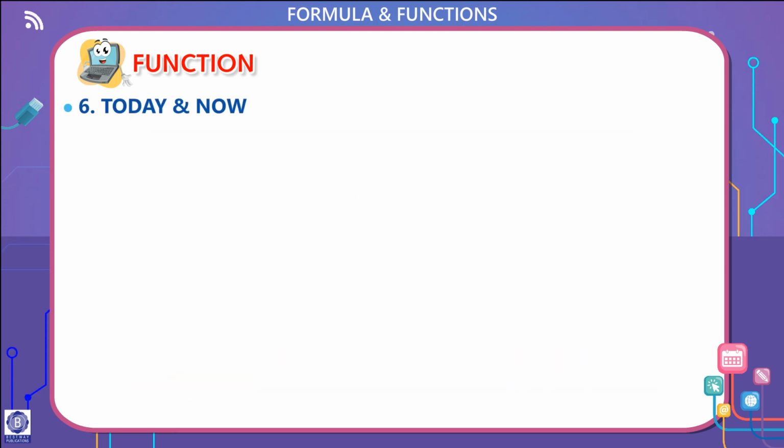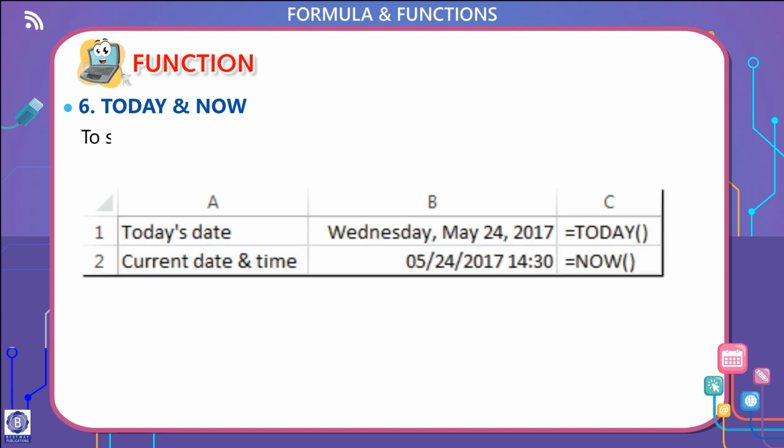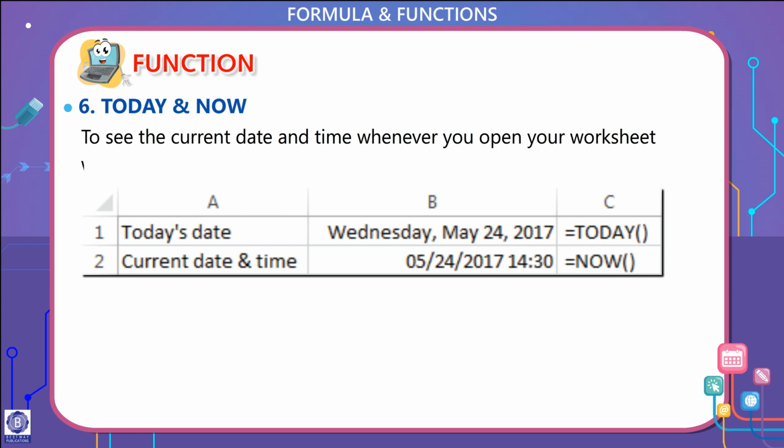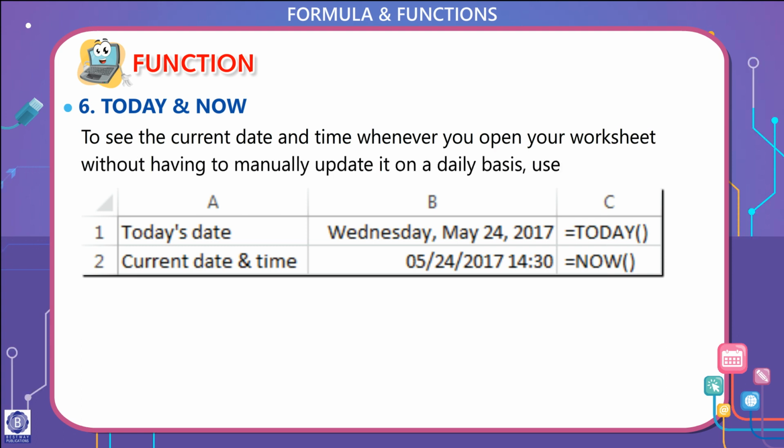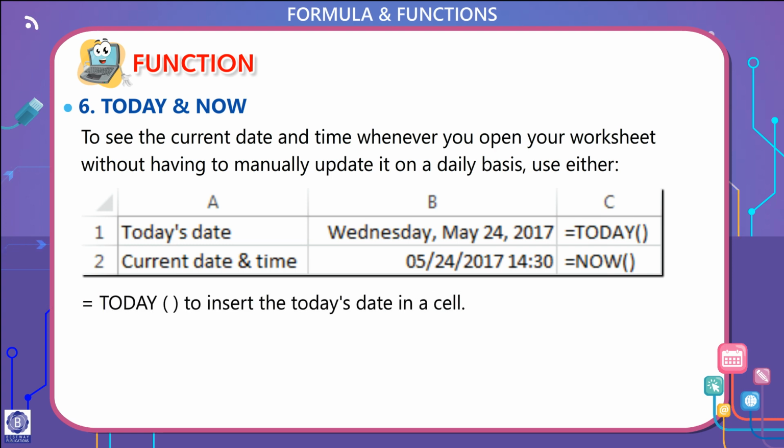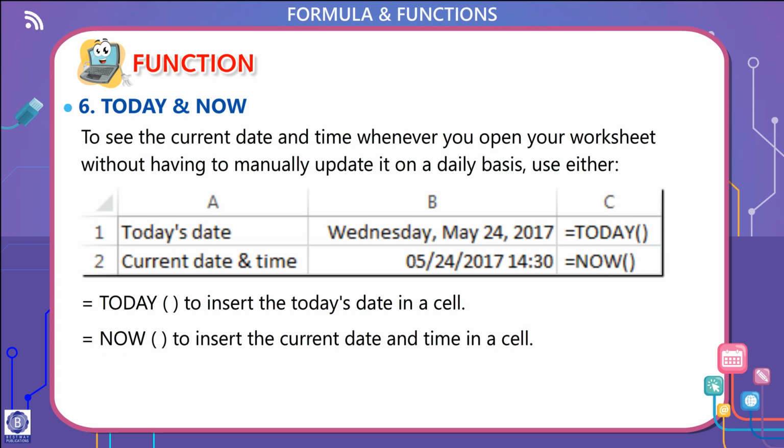Sixth are the TODAY and NOW functions. To see the current date and time whenever you open your worksheet without having to manually update it on a daily basis, use either =TODAY() to insert today's date in a cell, or =NOW() to insert the current date and time in a cell.